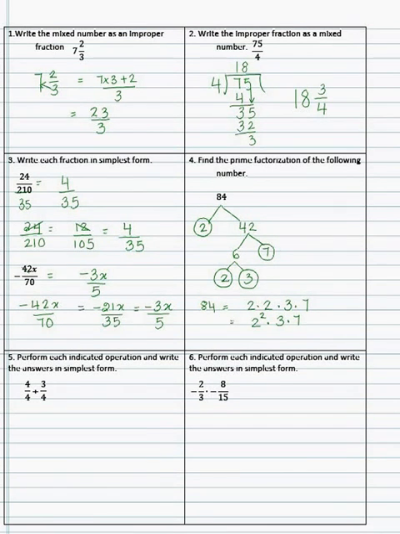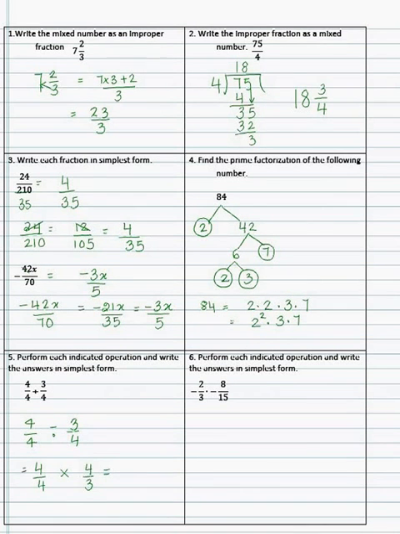Perform each indicated operation and write the answer in simplest form. They're asking us to divide. When we divide fractions, what do we do? We keep the first fraction, we change the second fraction, right? So this is going to be 4 over 4, and 3 over 4 now becomes 4 over 3. And division becomes multiplication.